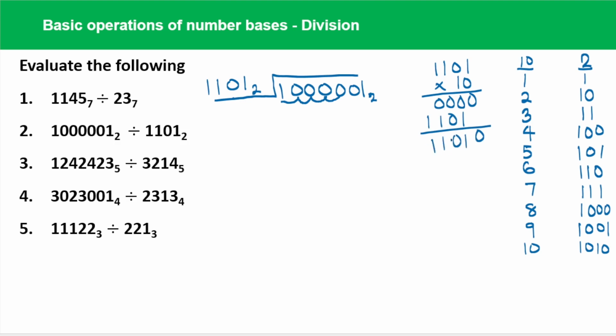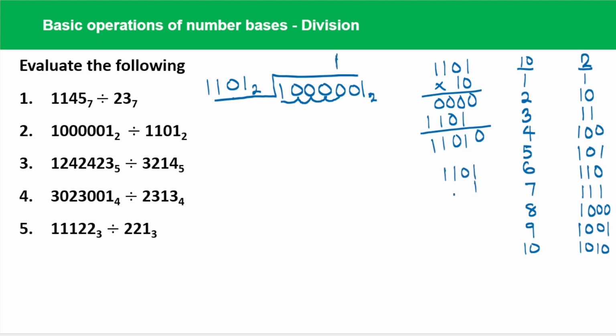Now if you look at this, this is more than what we have here. What we have here is 1, 0, 0, 0, 0. And here we have 1, 1, 0, 1, 0. So that means 1101 cannot go in this number twice. It will only go once. And let's check for 1.